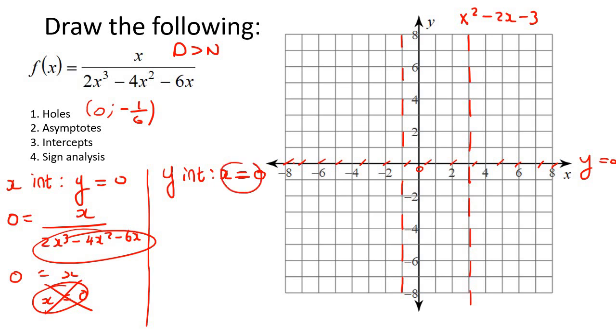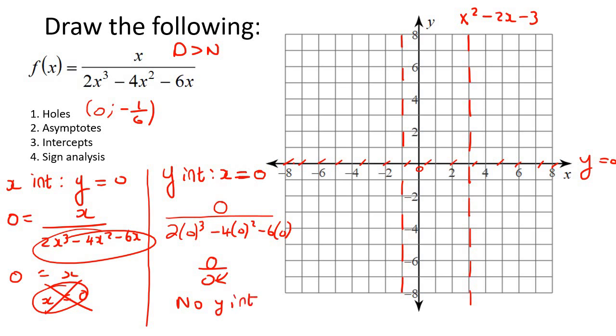To find a y-intercept, you make x 0. So I'm plugging it into here. You're going to get 0 at the top, and then 2 times 0 cubed, take away 4 times 0 squared, take away 6 times 0. And so you're going to end up with 0 over 0. You're not allowed to have a 0 at the bottom, and so there's no y-intercept.